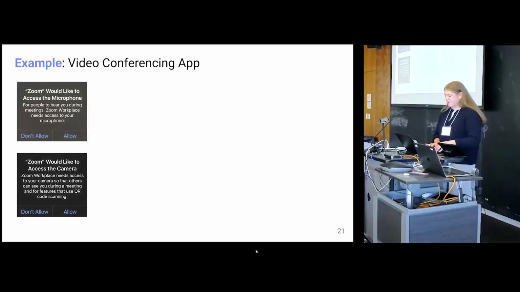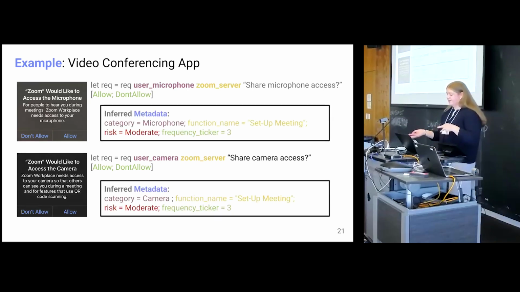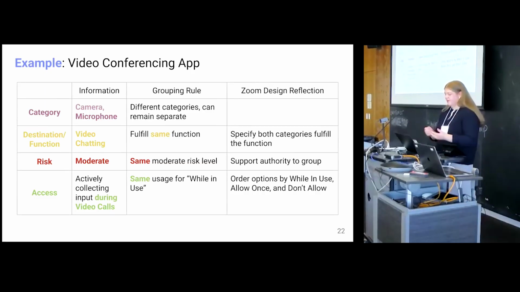So looking at a deeper code level, we could see that both of these are serving different categories of microphone and camera, but they both serve the same function of setting up our meeting. So even the risk is moderate, so let's also look at this back in our comparison to our table.